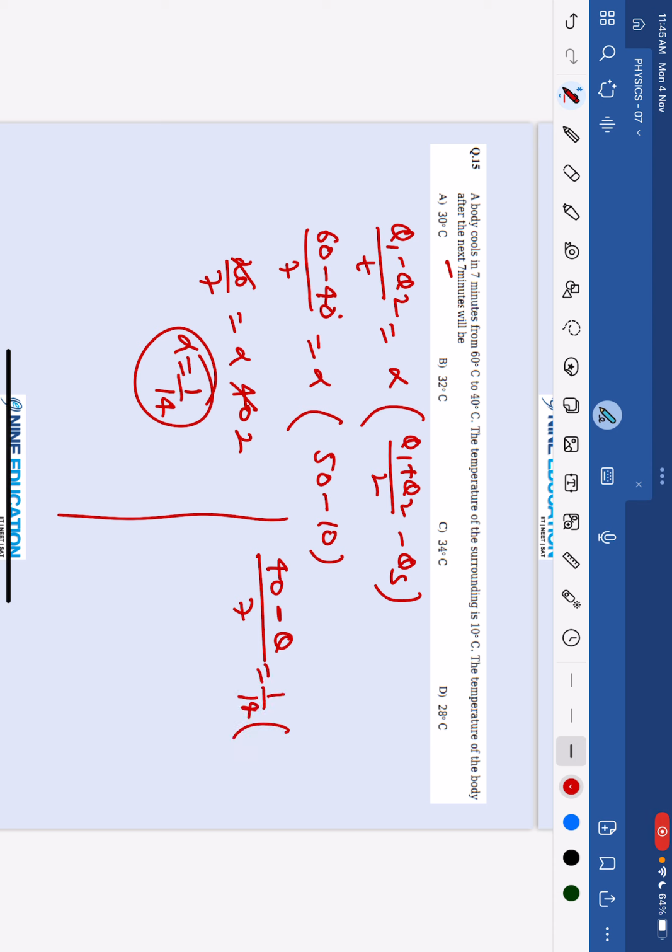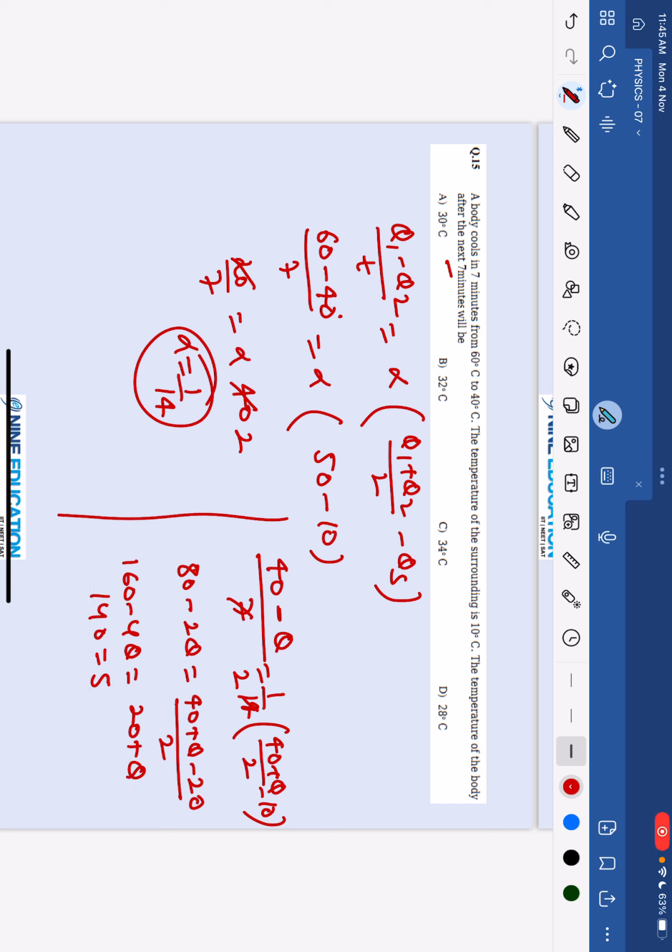So it is going to become (40 minus theta) by 7 equals 1 by 40 times ((40 plus theta) by 2 minus 10). Now this becomes 80 minus 2 theta equals 40 plus theta minus 20, by 2. So this becomes 160 minus 4 theta equals 20 plus theta, which is basically 140 equals 5 theta, where theta would be 140 by 5. I think 28 should be our answer, correct?